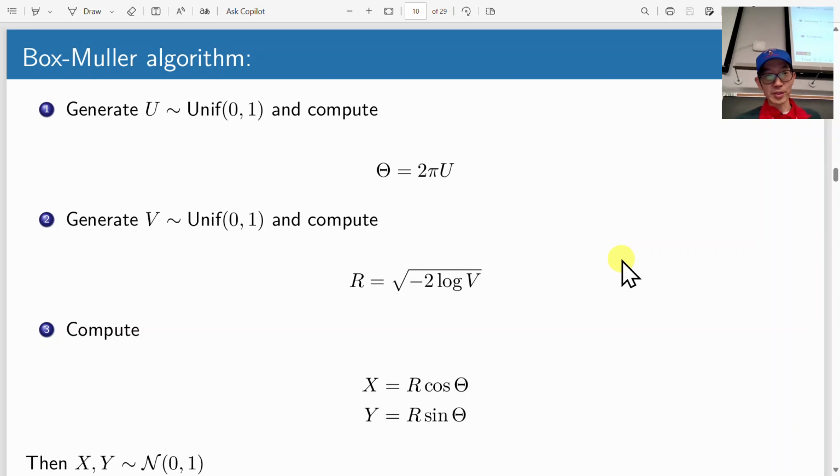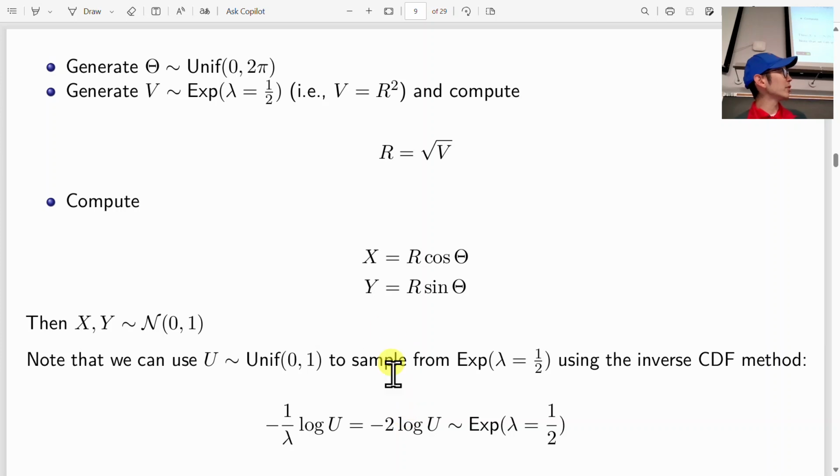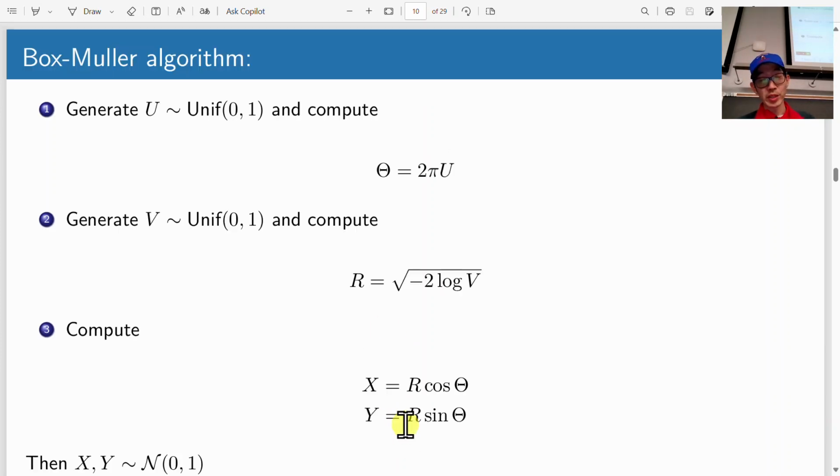So this is how it's going to go. We're going to generate a random uniform, and then we get our random theta by multiplying it by 2 pi. We'll generate a random uniform v, and we get our radius by making that uniform into an exponential by doing negative 2 log of it, and then taking the square root. Once we have a theta and an r, we get our x and y values by doing r cosine theta and r sine theta. Once you do that, you will have a pair of independent standard normal variables.